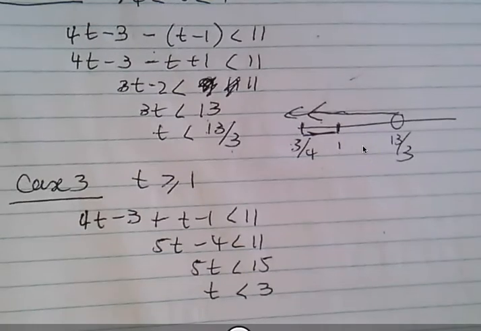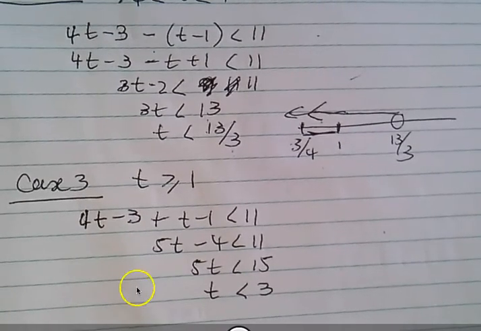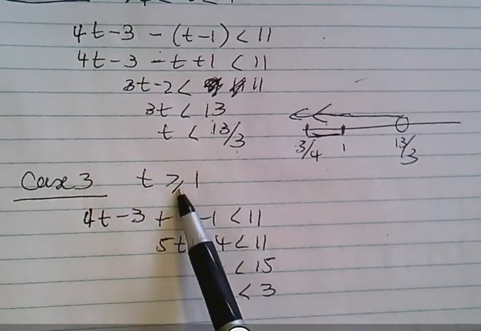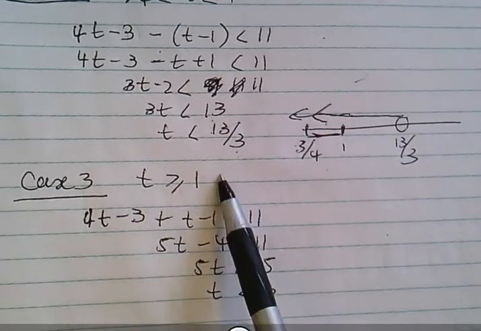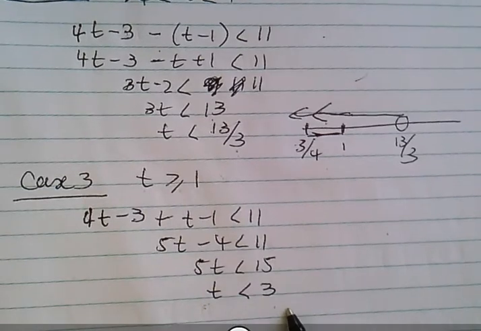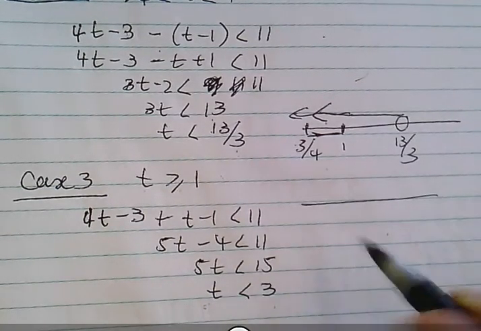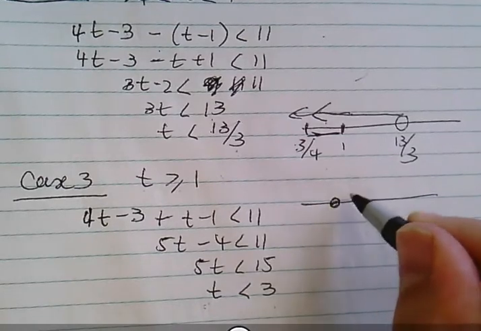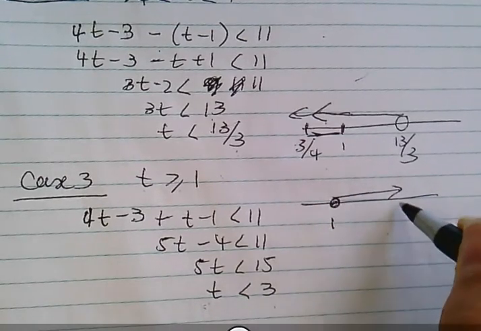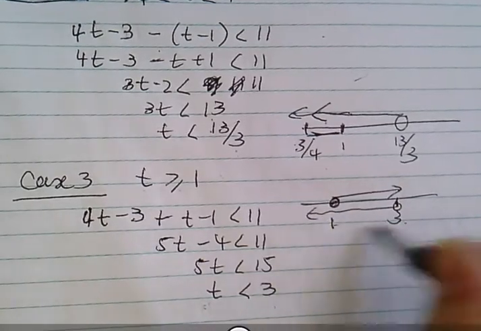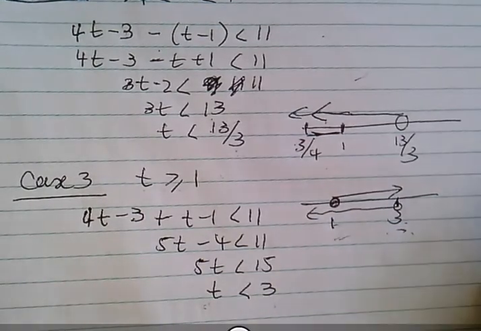So t is less than 3. So this is allowing me to have values of t greater than or equal to 1. And here I've got t is less than 3. Do you know what the overlap is, guys? If this is telling me t is greater than or equal to 1, and here in my solution I've got t is less than 3, the overlap is between 1 and 3. Okay, let's look at all our answers.